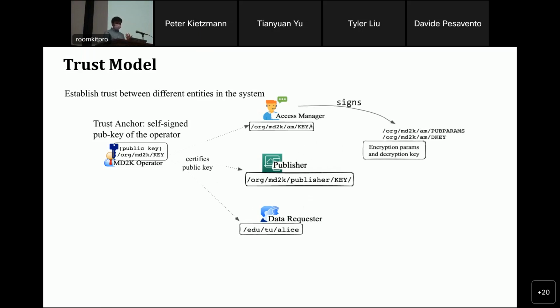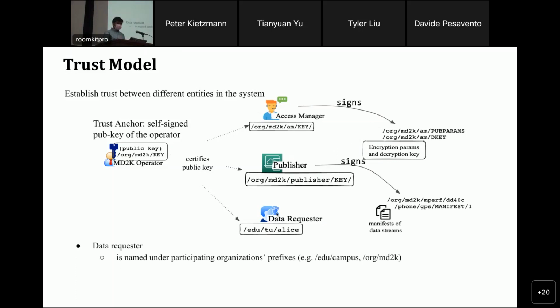For example, access manager may need to produce some encryption parameters and decryption keys, so it needs to sign that. Similarly, publisher may need to produce its data. For example, in our case, it's a manifest, so it needs to sign those things. For data requester, it is a little bit different because data requester will not necessarily be from this prefix, like the mHealth organization. So it can be from outside. So it will obtain the name from whichever organization it is participating from. So for example, it can be from a different organization, or from within that organization too.